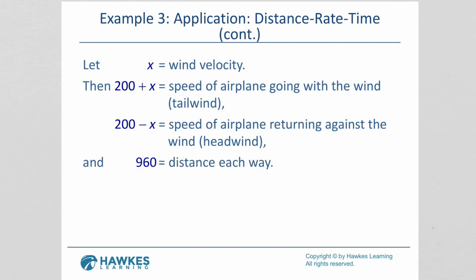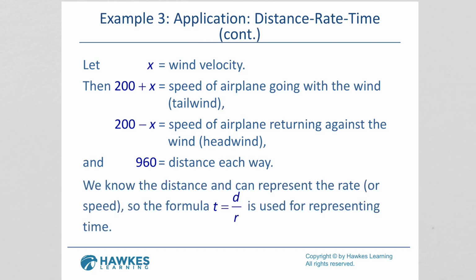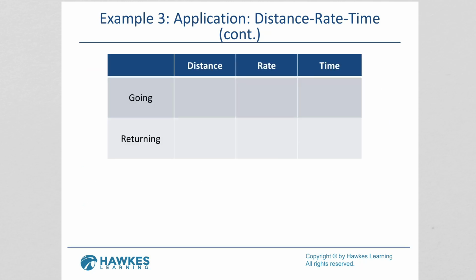And distance is 960 each way. We know the distance and can represent the rate or speed. So the formula is T equals D over R. Again, we'll kind of use a table to set this up. We have distance, rate, and time for our columns, going and returning for our rows. The distance going is 960. The rate going is 200 plus x. Time is 960 over 200 plus x, or distance over rate.